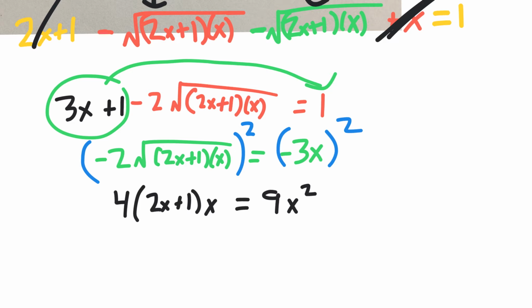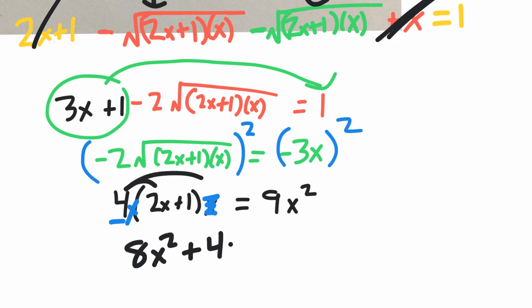Now go ahead and distribute. So what I'm going to be distributing, I've got 4 times x, so I know that's 4x. So I'm kind of treating that as this, okay? 4x. It's the same thing, it's just going to save me a step. 4x times 2x is 8x squared. 4x times 1 is 4x is equal to 9x squared.